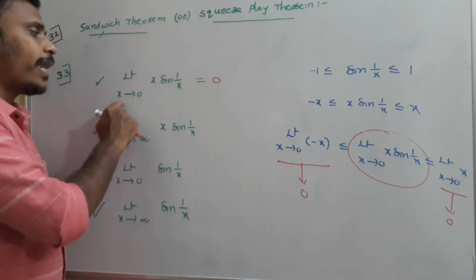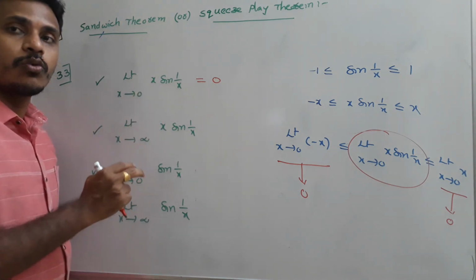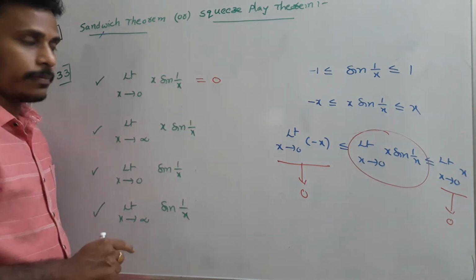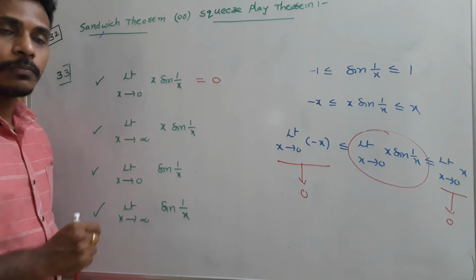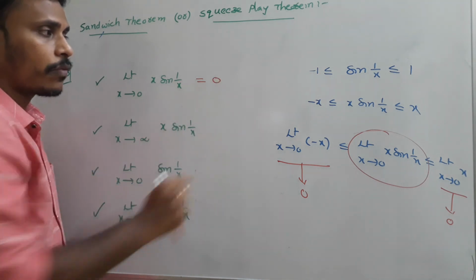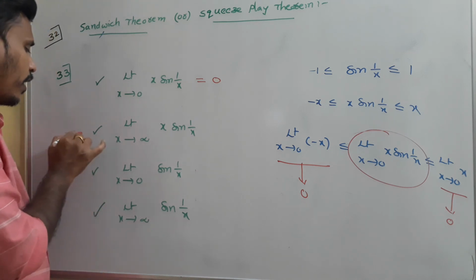Okay, so direct replacement is not telling you directly whether it is 0 or not. So that's why this discussion is clear. Limit x tends to 0, x sin 1 by x is 0, right? Just with the help of the sandwich theorem. Then think about the next one.